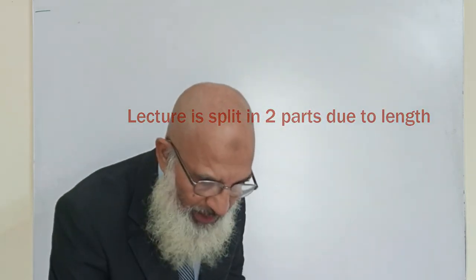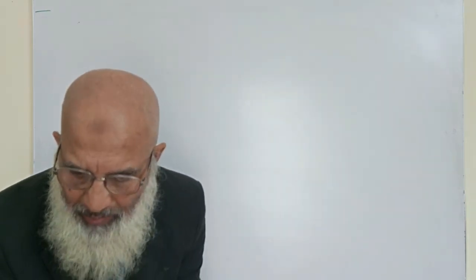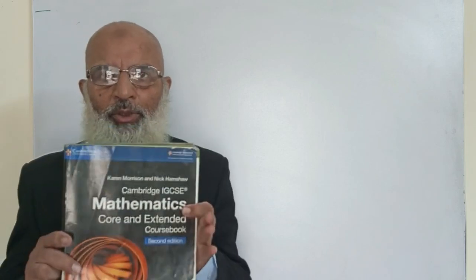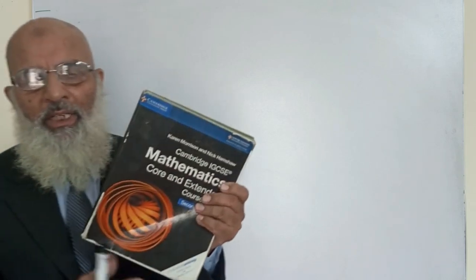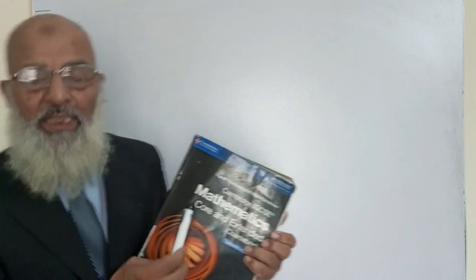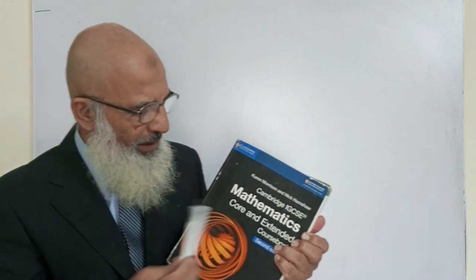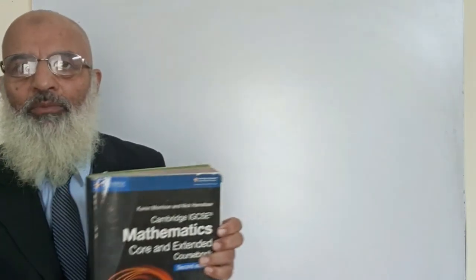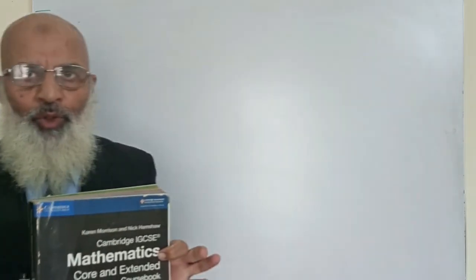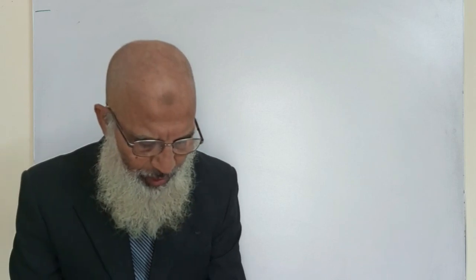Before going to that, I must tell you that I was not very well, so I was out of the recording. So you see that we are doing this book, Cambridge IGCSE Mathematics, Core and Extended Course Book, which is written by Karen Morrison and Nick Hampshire. So we are at Unit 1 and Chapter 4 now.